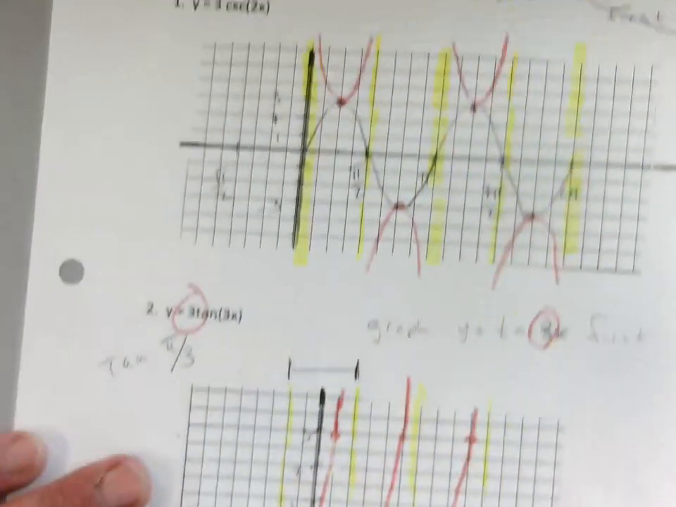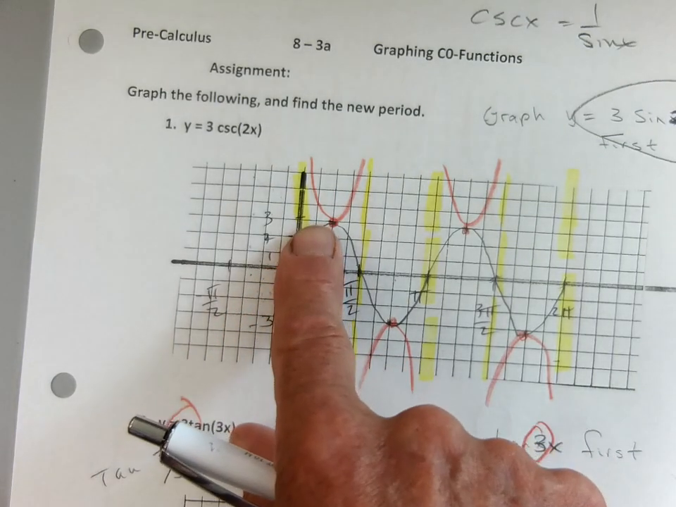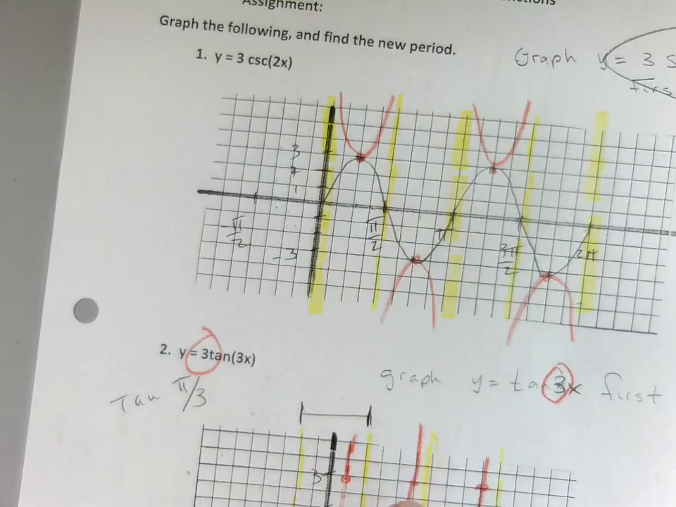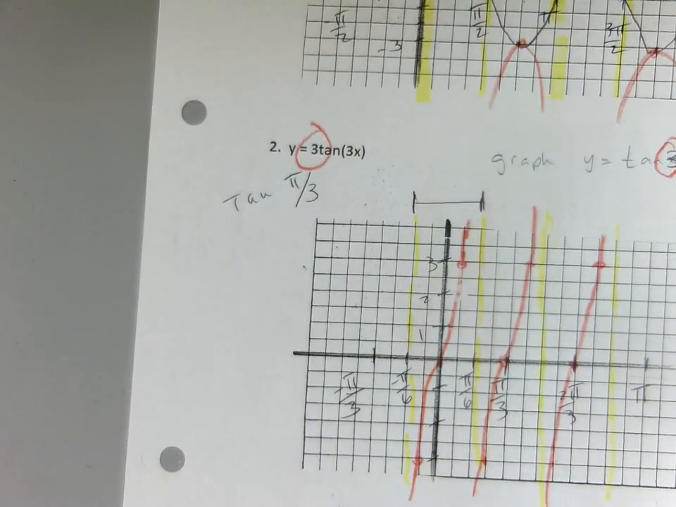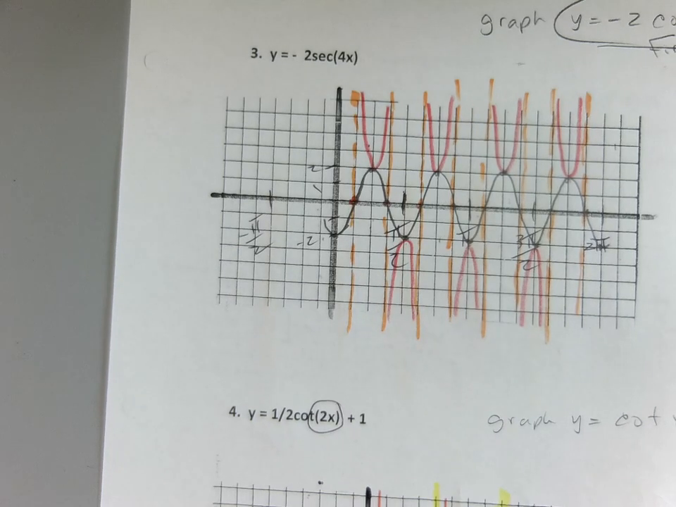Then our homework, what we did is we did modifications of that. We made it 3 times as tall. We did an amplitude of 2 or a period of 2. We modified the tangent. We modified the secant, and we modified the cotangent.